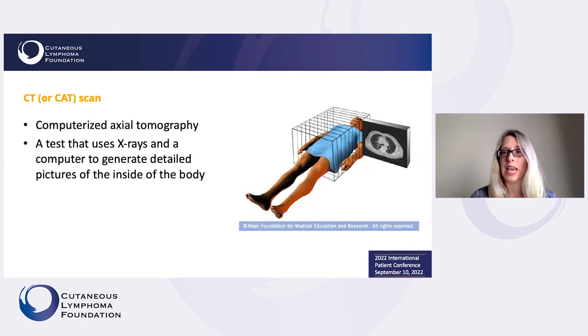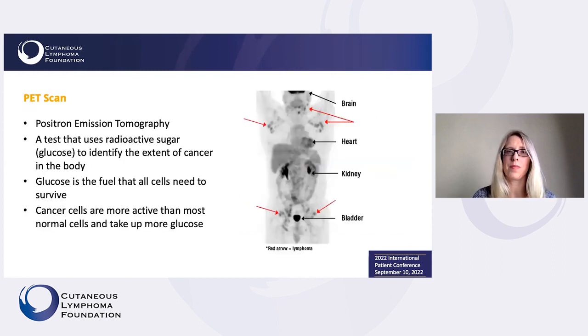So a CT scan, also known as a CAT scan, that stands for computerized axial tomography. That's a test that uses X-rays in a computer to generate pictures of the inside of the body. It allows us to look at your lungs, at your liver, at your lymph nodes, and see if things are enlarged or if they're abnormal.